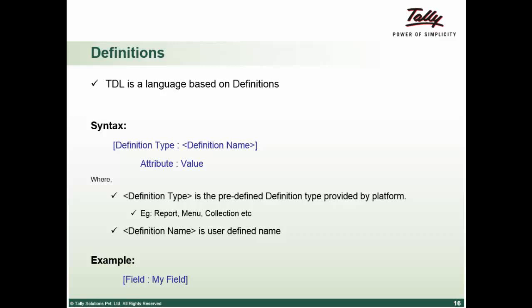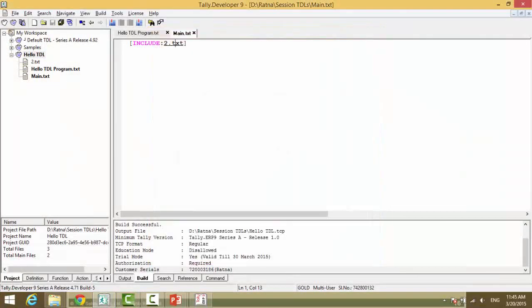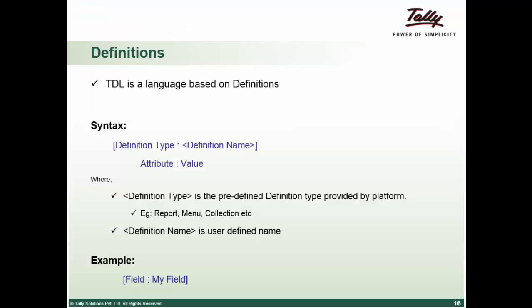All this is predefined. And how did we know all this? Very simple. Here we can do square bracket, Control Spacebar, and this is a list of definition types that we have in our default, right? And the definition name is developer defined, depending on whether it is a new definition or an existing definition.